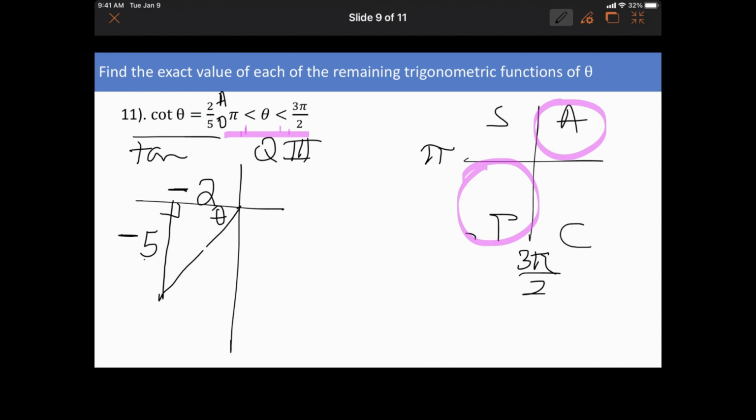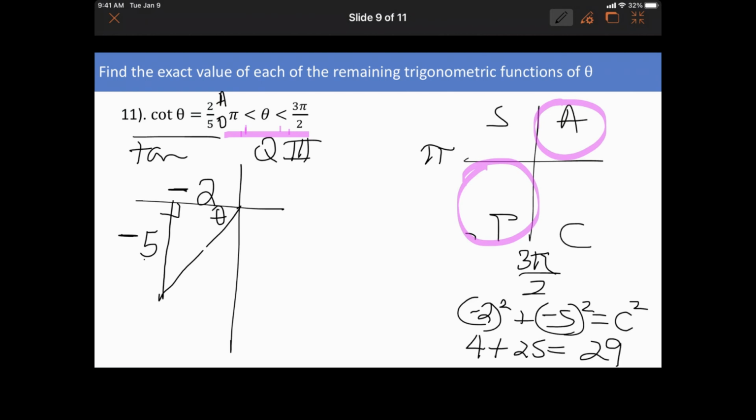So I'm going to find the hypotenuse using the Pythagorean theorem. So I'm going to do -2 squared plus -5 squared equals c squared. All right, this is 4 plus 25, so that's going to be 29, and you're going to take the square root of that. So square root of 29.